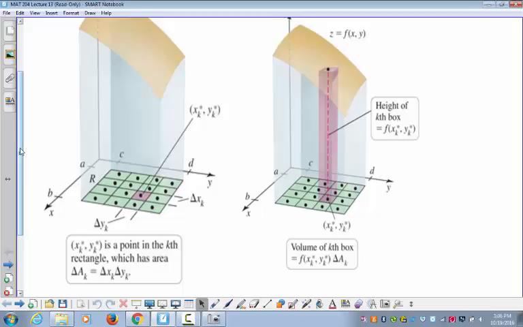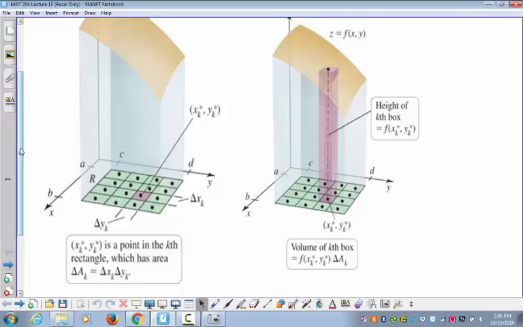So we're picking our random point. We call it the star point. So x sub k star, y sub k star is just a random point in the kth rectangle. And what we imagine is this parallelepiped sitting above that rectangle. Instead of using a rectangle approximation to an area, we're going to use a parallelepiped approximation to some volume that's got a curved cap. That parallelepiped is going to approximate the volume below the surface there.